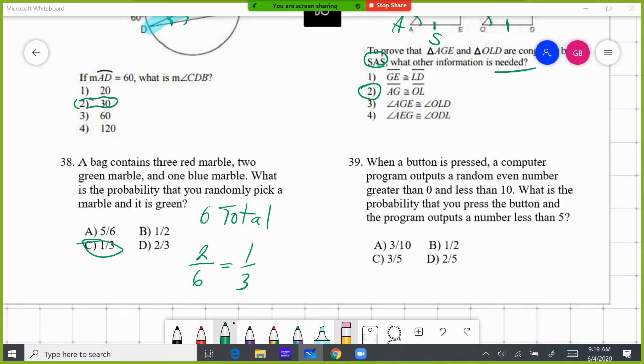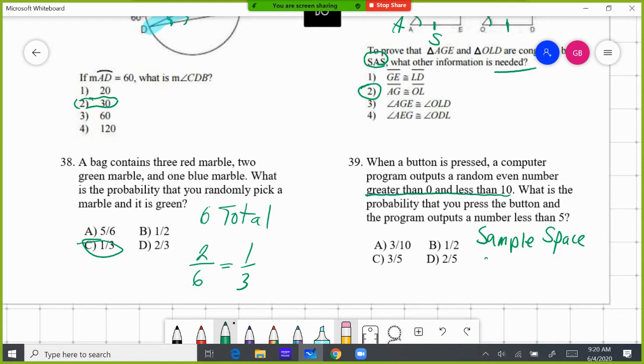Number 39. When a button is pressed, a computer program outputs a random even number greater than 0 and less than 10. What is the probability that you press the button and the program outputs a number less than 5? All right, so first the sample space. Like Sophia described, how many were in total. In this problem, we're going to figure out what are all the different numbers you could get.